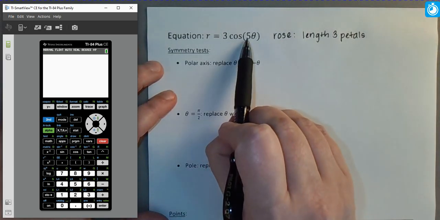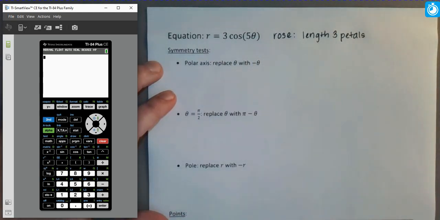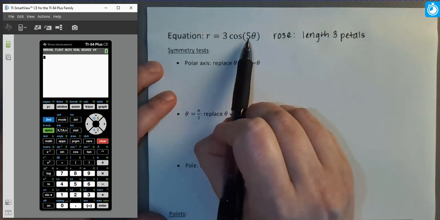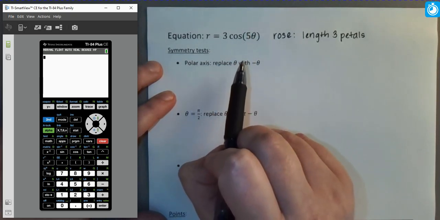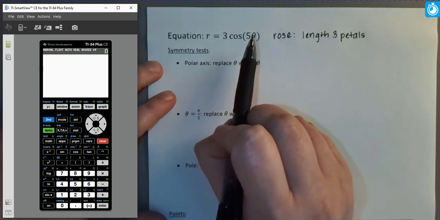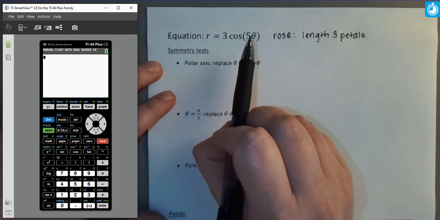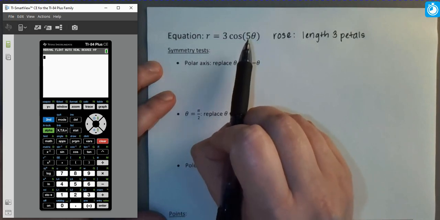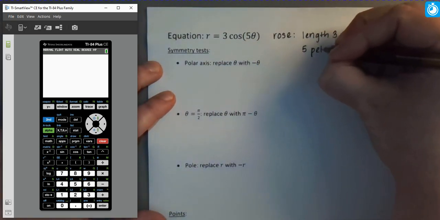Now the 5 is going to tell us how many petals we should expect. There are two different situations. If this number in front of theta is even, then the number of petals is going to be double that number. For example, if this was 2, we'll double that and have 4 petals. It'll look like a 4-leaf clover. If we have the number 4 here, we'll double that and have 8 petals. If the number instead is odd, like this 5 that we have here, that's going to be the number of petals. So we will have 5 petals in total.